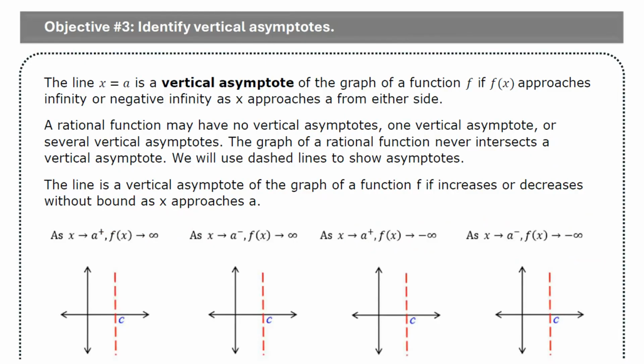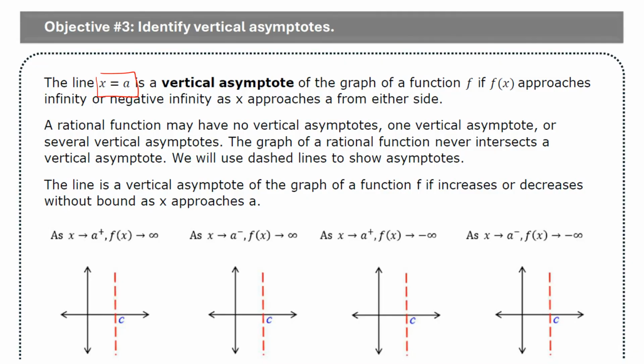All right, objective 3, identify vertical asymptotes. The line x equals a is a vertical asymptote of the graph of a function f if f of x approaches infinity or negative infinity as x approaches a from either side. A rational function may have no vertical asymptotes, one vertical asymptote, or several vertical asymptotes.